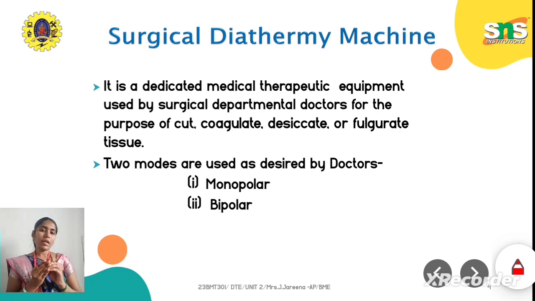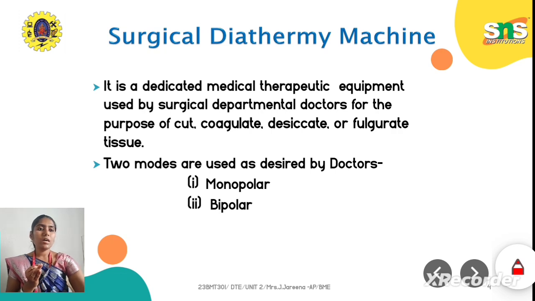Also, there are two modes involved in the ESU unit: monopolar mode and bipolar mode. In the name itself you can easily guess it. Monopolar means here there will be one active electrode and another one is a reference electrode. In bipolar mode there will be two active electrodes, that is the bipolar. There is no need for a reference electrode here. That is the meaning of monopolar and bipolar. So these two electrode lead systems we can see in the ESU unit.